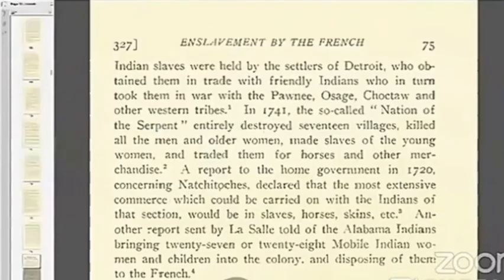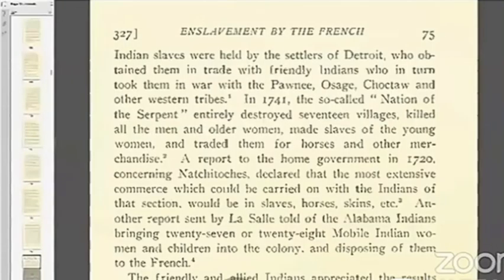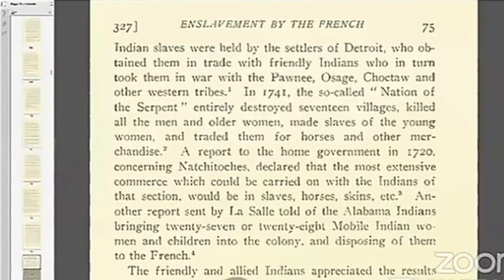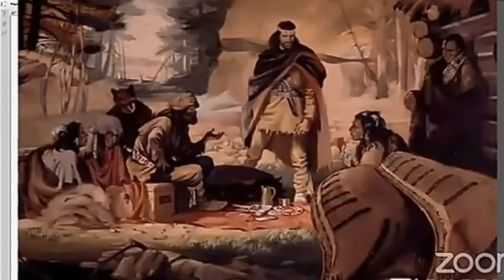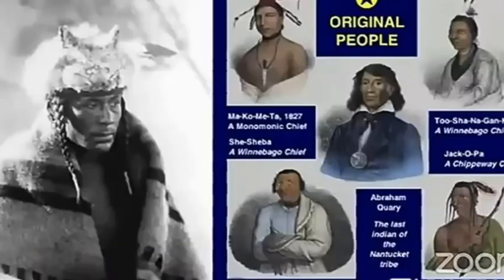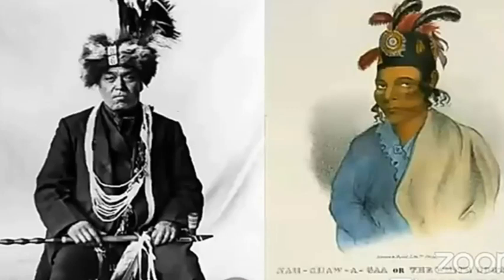A report to the home government in 1720 concerning CHOPPAZ declared that the most extensive commerce which could be carried on with the Indians of that section would be in slaves, horses, skins, etc. Okay, so again, the French were here mainly for trade, and their venture was mainly for commercial purposes, and the primary thing helping this was slaves, American Indian slavery, workforce, free labor.